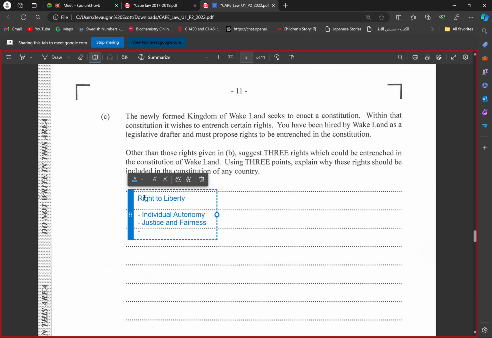One last point. We'll gain other civil liberties, right? So we can gain other civil liberties. Once you have the right to liberty, you can actually enjoy other liberties that are under the right to liberty. So things like freedom of movement, freedom of expression, freedom of association, freedom from arbitrary arrest and detention, those types of things. All right. Give me another right that must be given. Let's move on to the next one.